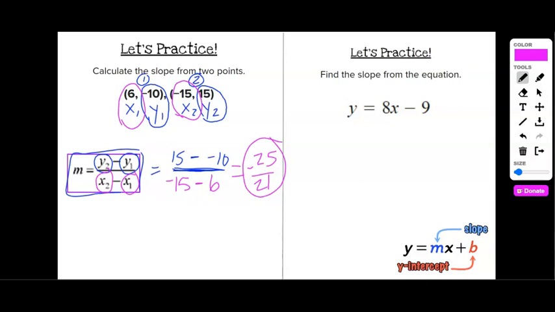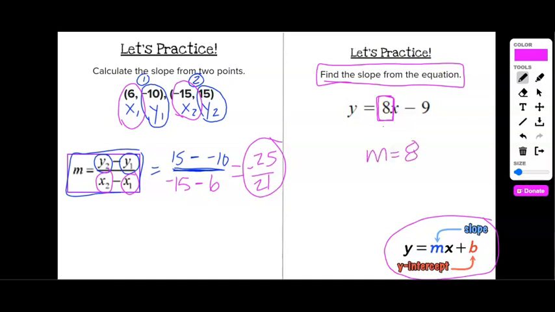And then the last one, find a slope from the equation. When an equation is written in what we call slope-intercept form, which we're going to talk more about in our next lesson, the slope is always the number that is right in front of that x value. So we have y equals 8x minus 9. That 8, which we call the coefficient of x, that 8 is our slope. It'll always be the number that's touching x when it's written in this form right here.